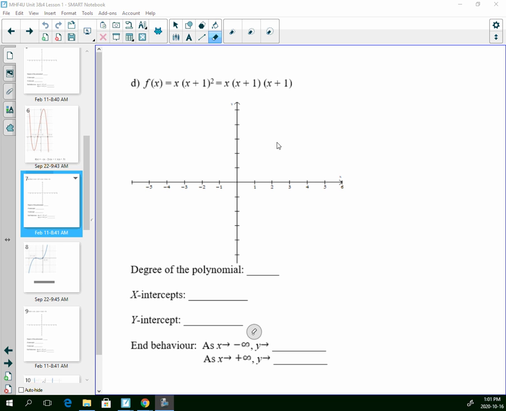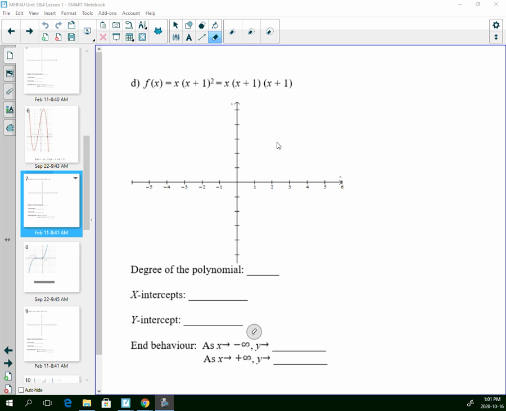Well, we know that even degrees are going to have ends in the same direction. Odd degrees are going to have ends in opposite directions. We know positive leading coefficients are going to make the graph go up. Negative leading coefficients are going to make the graph go down.